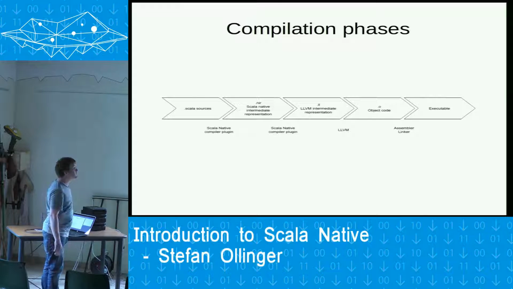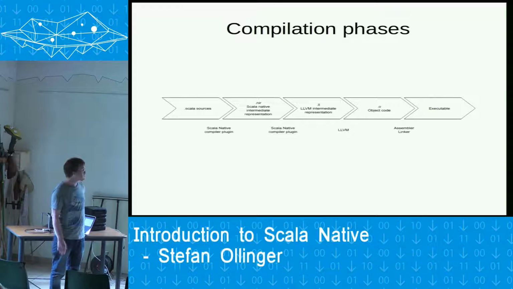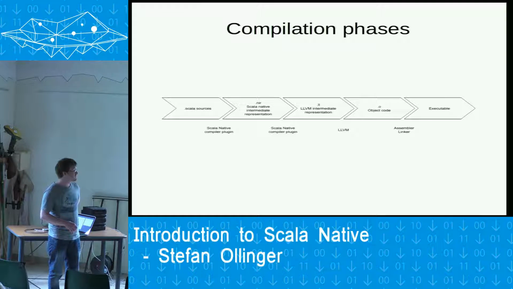This is how the compilation works. Basically it goes from Scala source to an intermediate representation first, and then it goes to LL. And after that it goes to object code, which is then compiled and linked to machine code.